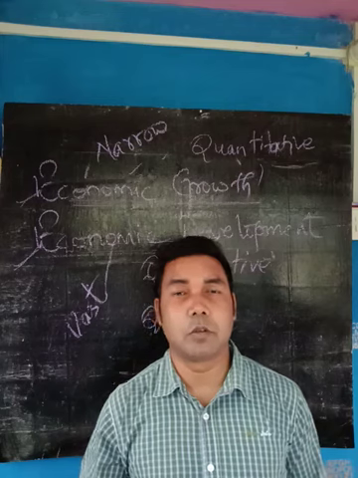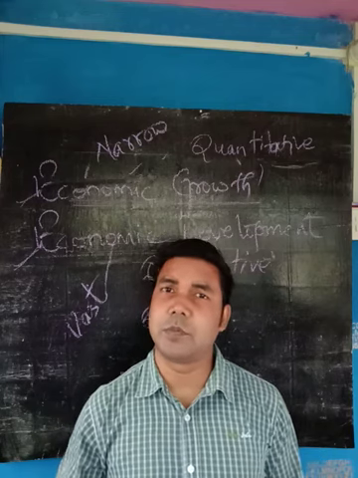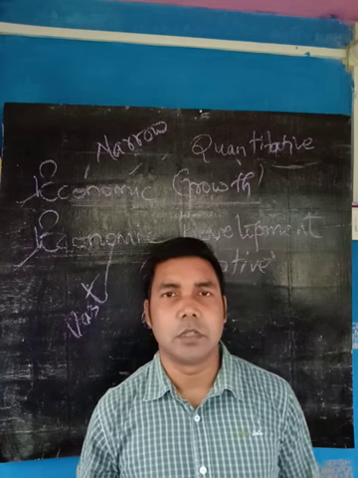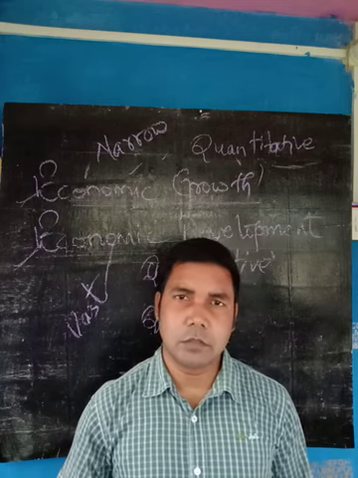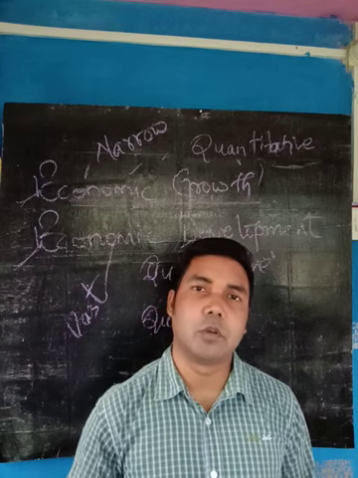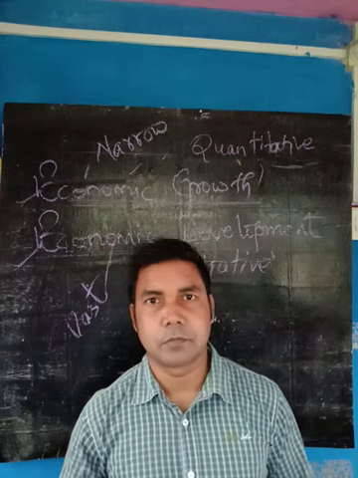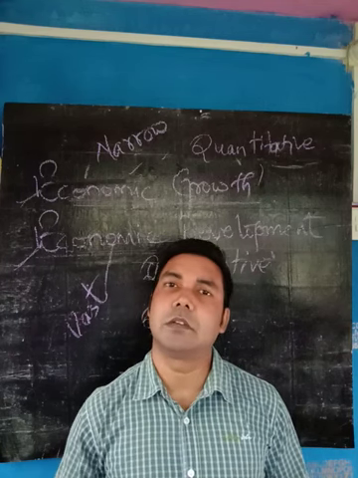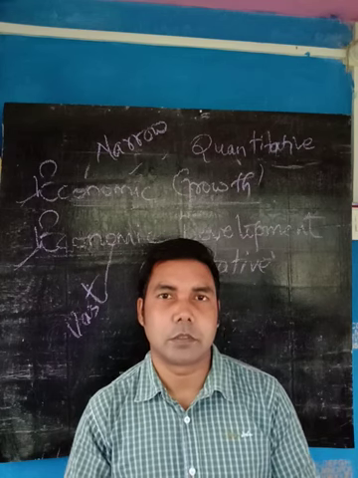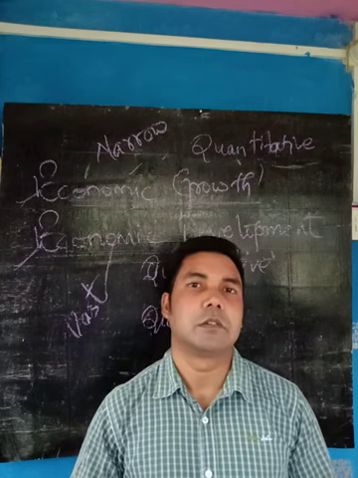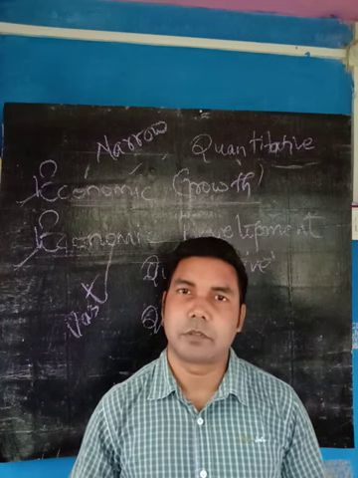Then how to produce. How to produce means technology, whether we will use outdated or modern technology. Next, for whom to produce means the problem of distribution. And at the last is economic growth and economic development. So this is what is there in today's chapter. Thank you.